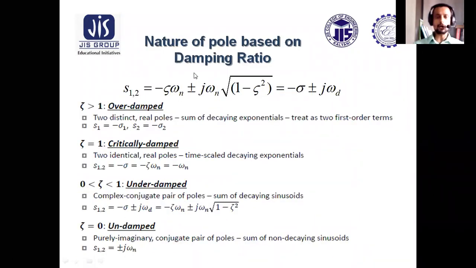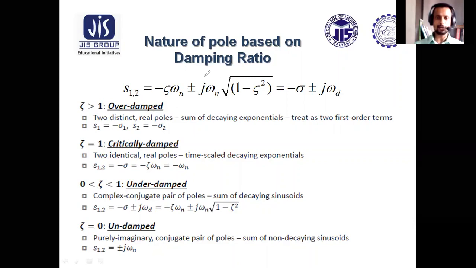Now, depending on zeta, the damping ratio, a second order system may be classified as overdamped, critically damped, underdamped, and undamped. If zeta is greater than 1, the system is termed overdamped. If zeta equals 1, it is critically damped. If zeta ranges between 0 and 1, the system is underdamped. And if zeta equals 0, the system is undamped. So how, depending on zeta, will the pole location differ? Let us discuss that.